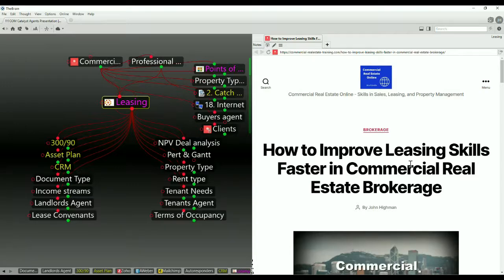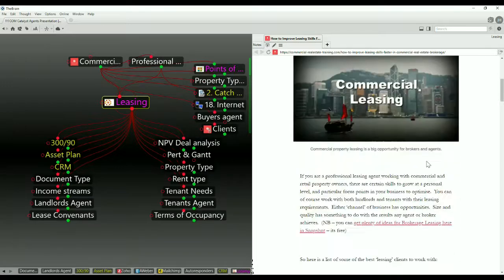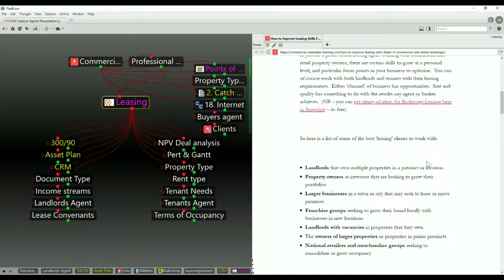Now don't forget to check out this article at the website, How to Improve Your Leasing Skills Faster in Commercial Real Estate Brokerage. I do recommend you go to the article and print it off because there's lots of things there regarding the different classes of people that you can connect with when it comes to leasing, landlords, tenants, that sort of thing.